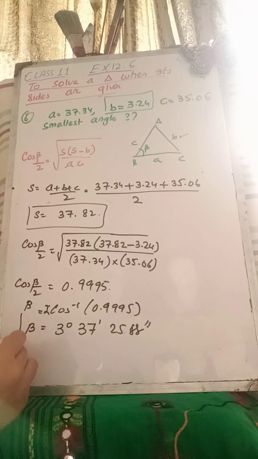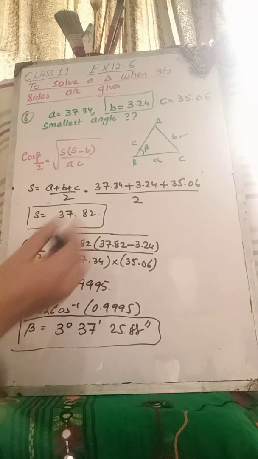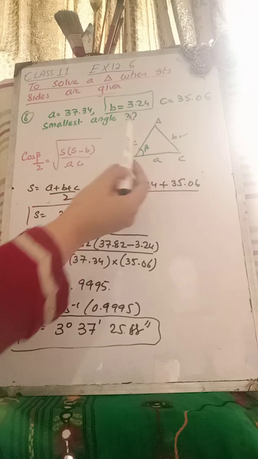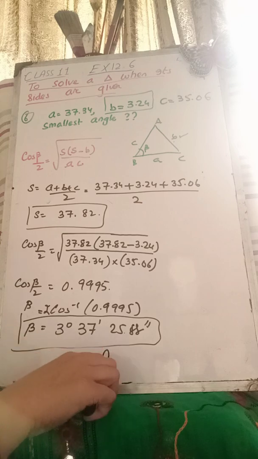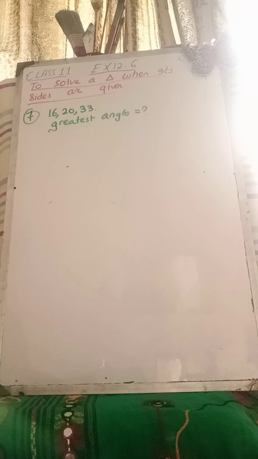Now this is the required angle, because this was the angle opposite to the smallest side, and the angle which is opposite to the smallest side is always less than the other two angles. So this completes the solution.